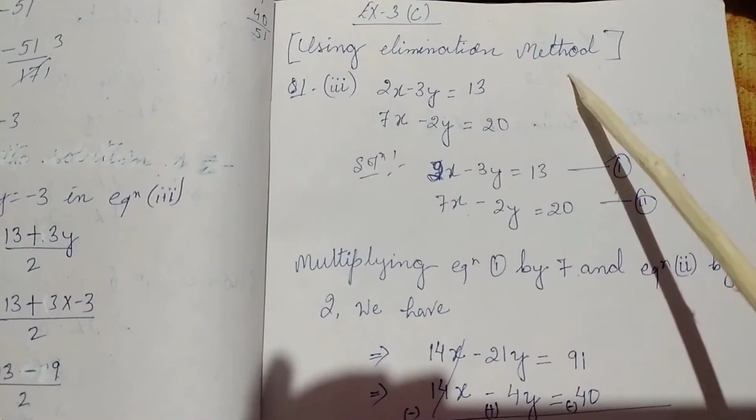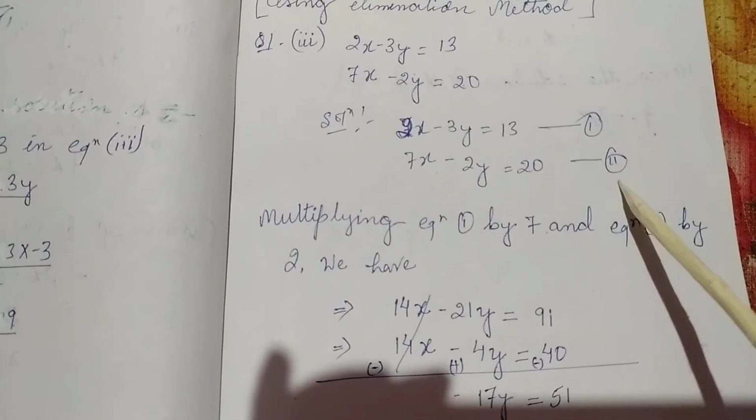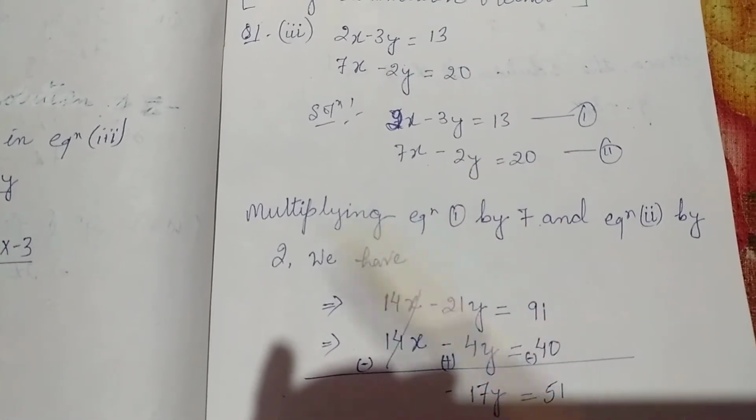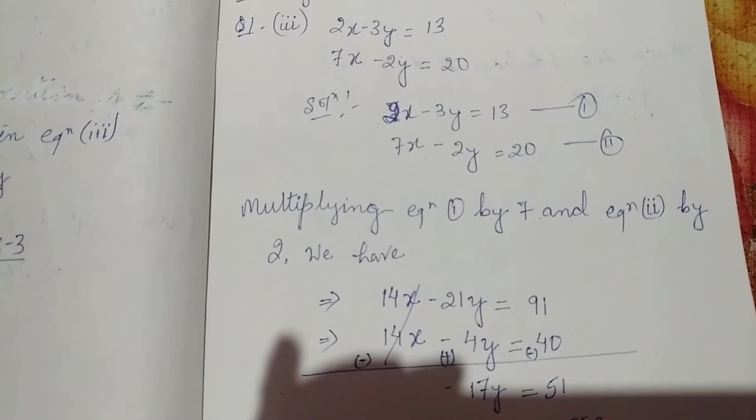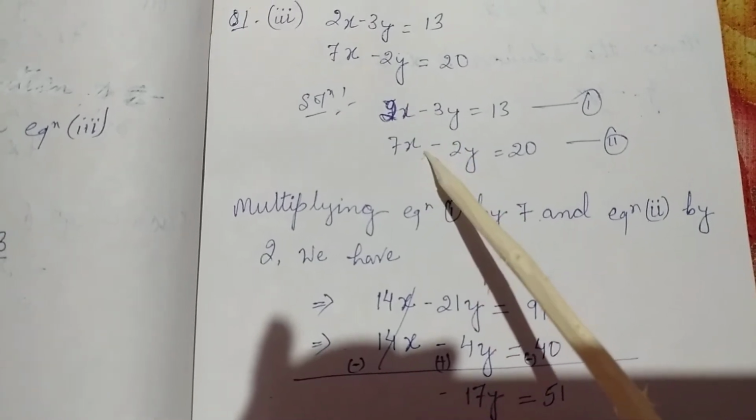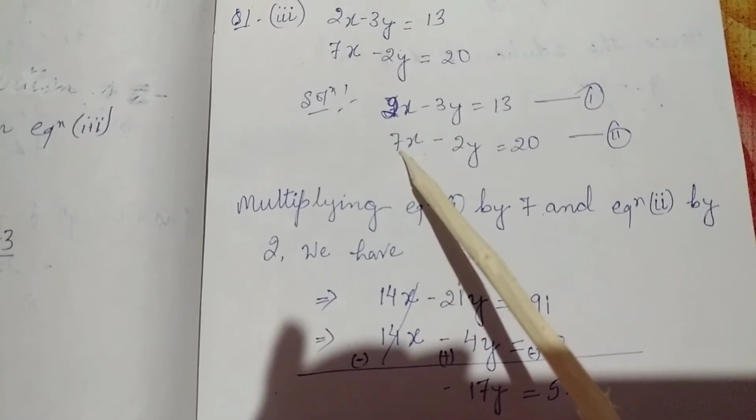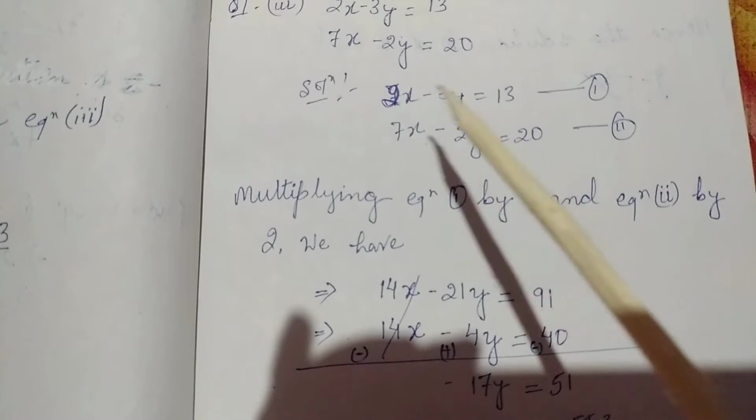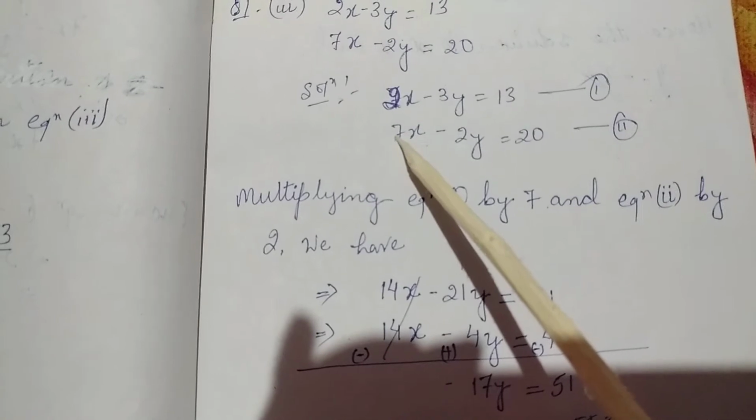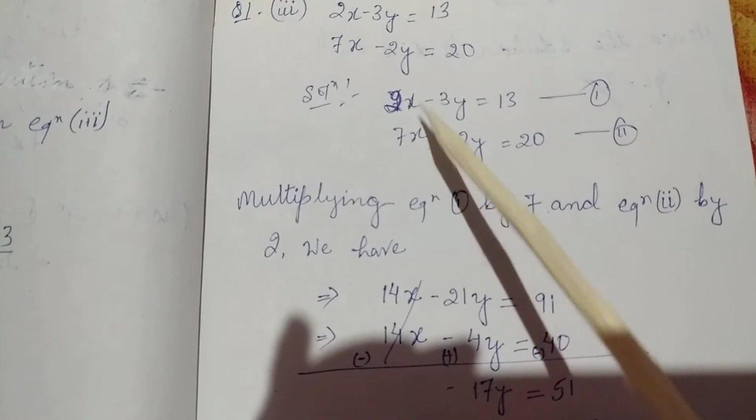Now using the elimination method, same question. We took the first one as equation 1, second as equation 2. Now see, if you want to eliminate, it means to remove, to throw it out. Okay, to remove it, to eliminate it. So if you want to eliminate x, we will take multiplying equation 1 by 7 and equation 2 by 2. That means multiplying everything in this by 7 and everything in this by 2 if you want to eliminate x.